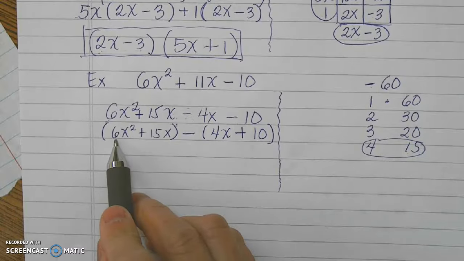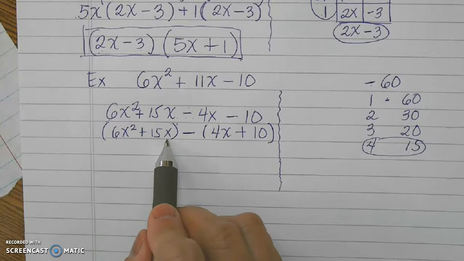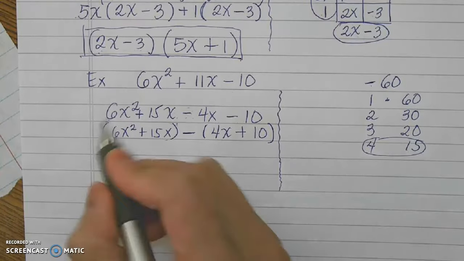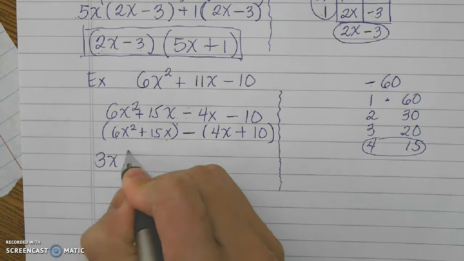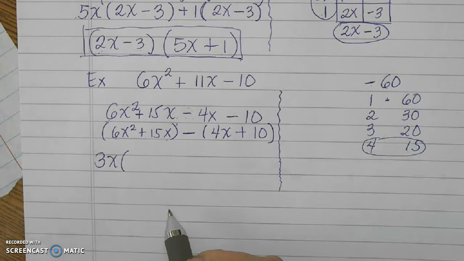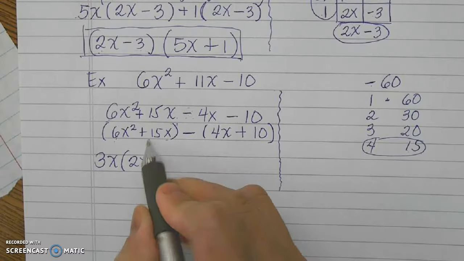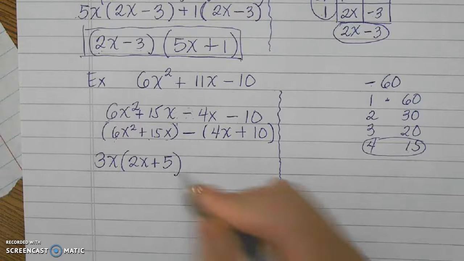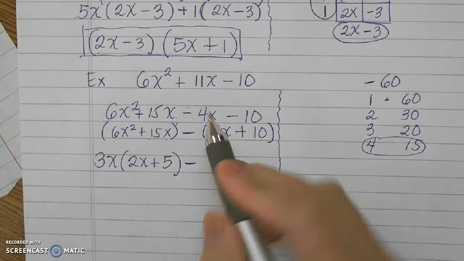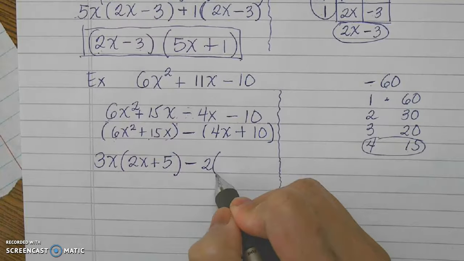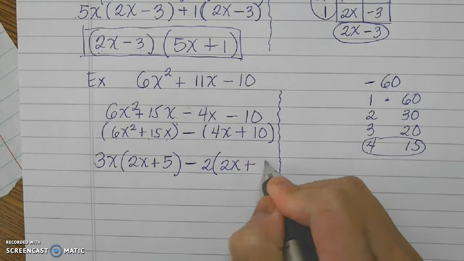If I factor out, the greatest common factor of 6x squared and 15x is 3x. So I'll take out the 3x. And what is left is 2x plus 5. On here, I'm going to take out 2 as the common factor. What is left is 2x plus 5.